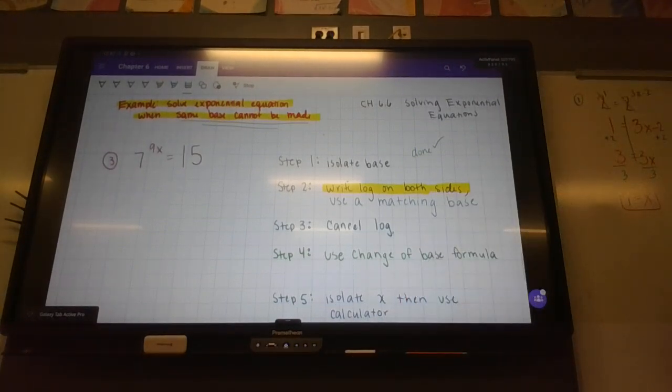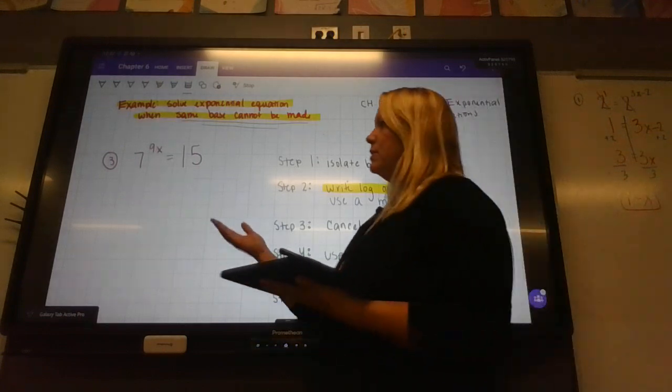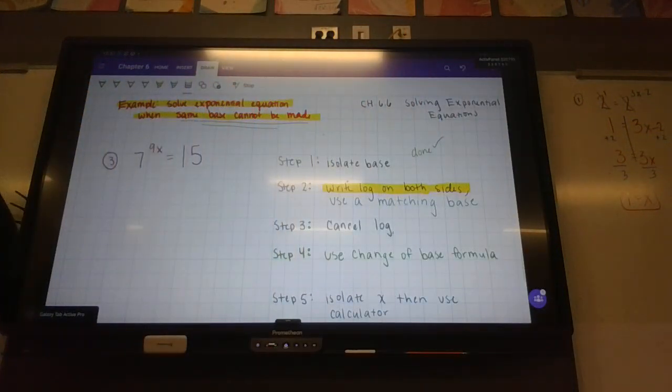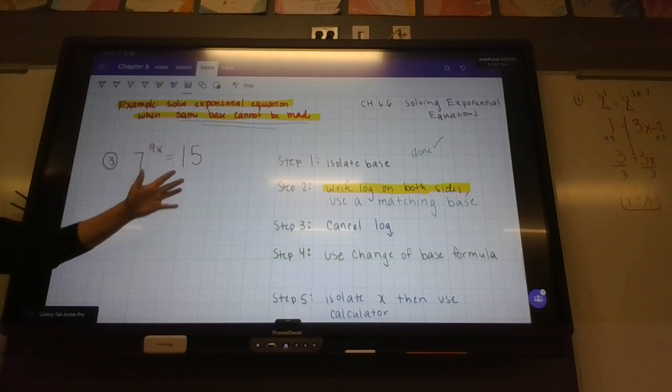Alright, so the first thing you want to do is isolate the base. Now on this one, the base is already isolated. But they do get more complicated. We'll see a more complicated one right after this one. But if there was like a plus or a minus here, we would want to move it around so that this base 7 is alone.